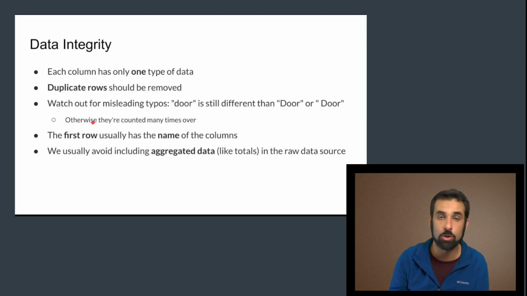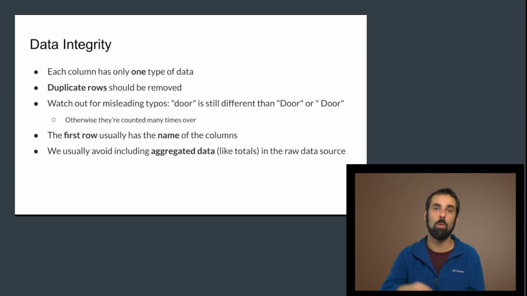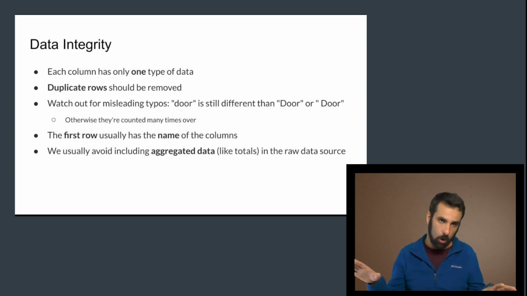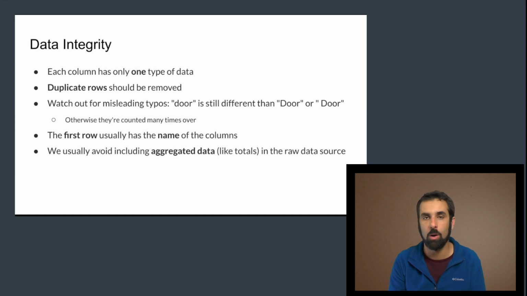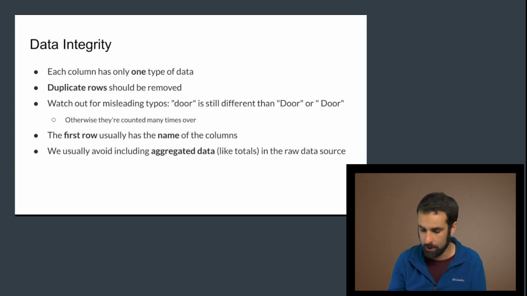And like I mentioned as well, the first row usually has the name of the columns. And usually we avoid including aggregated data like totals in the raw data source. That's because we're going to use software that will process the data, say apply formulas that will add. So we don't need the total to be on top of the granular data, the raw data that we have. So what we do usually is to remove all of the totals, and I'm going to show you examples in the data cleaning class of how we can make sure that those values are removed so that we have a clean data set to make calculations later.